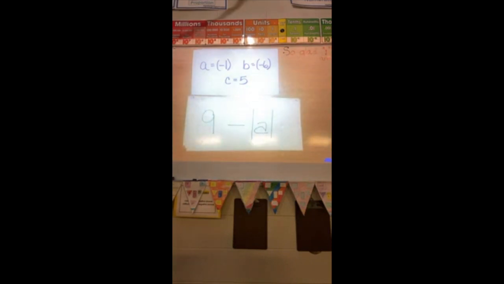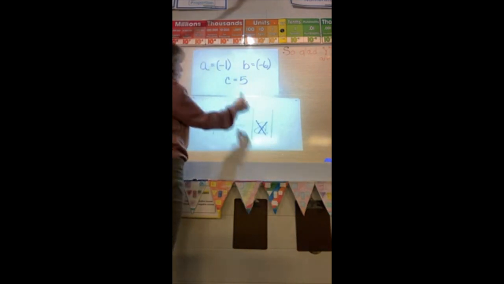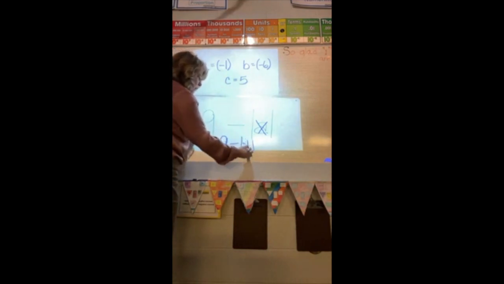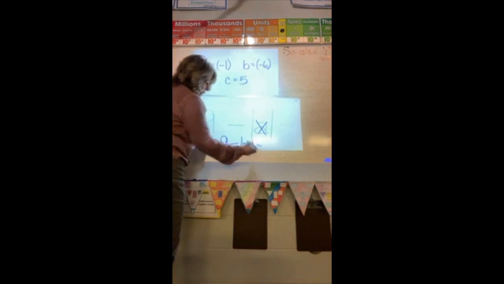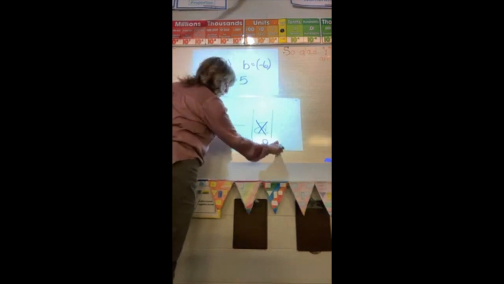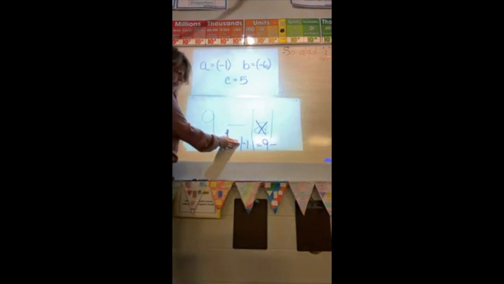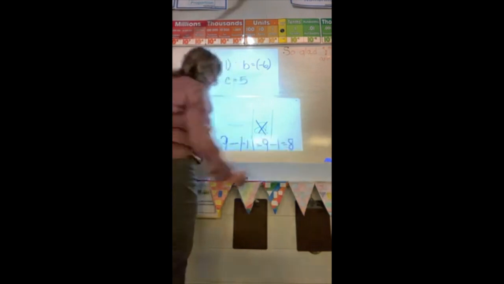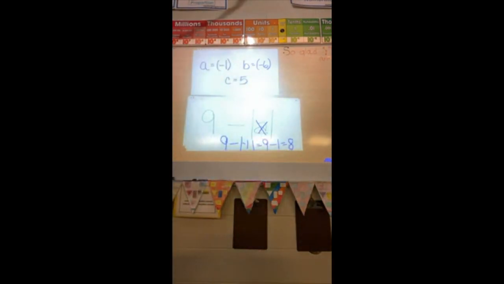9 minus the absolute value of A. Again, we come up here to the values they gave us, and in place of that A, we're going to put the -1. So we have 9 minus the absolute value of -1. What is the absolute value of -1? How far is that from 0? It is 1. 9 minus 1 equals 8. Let's try another one.